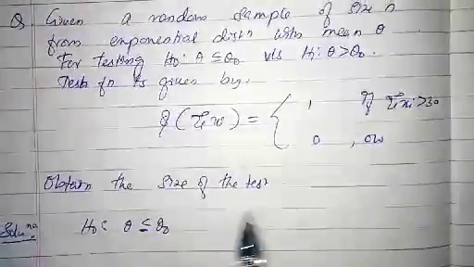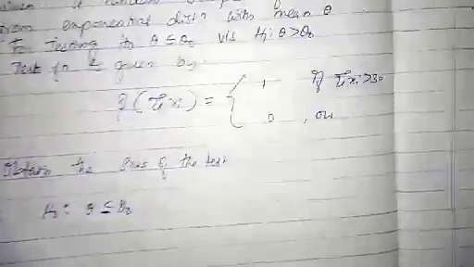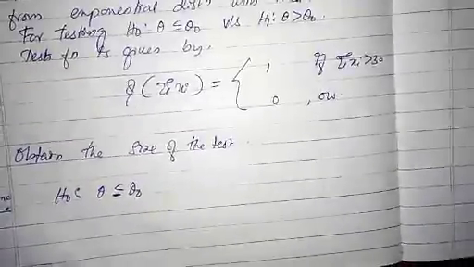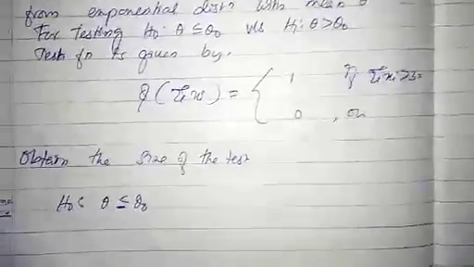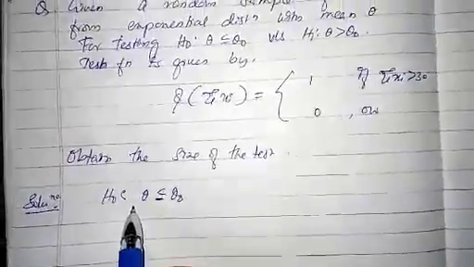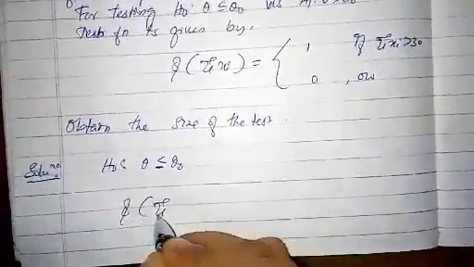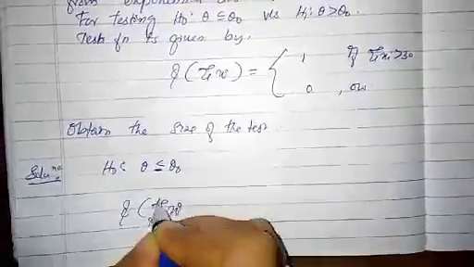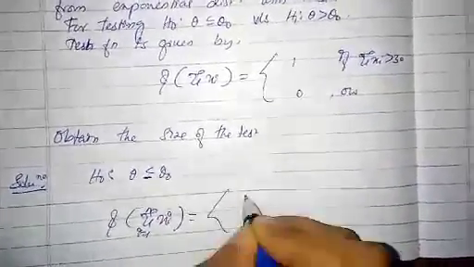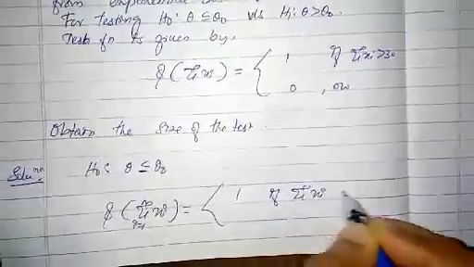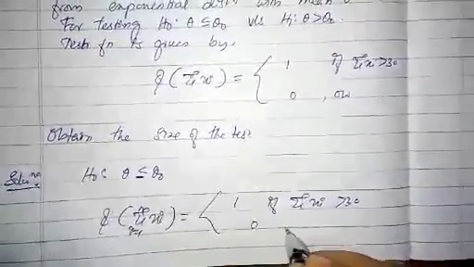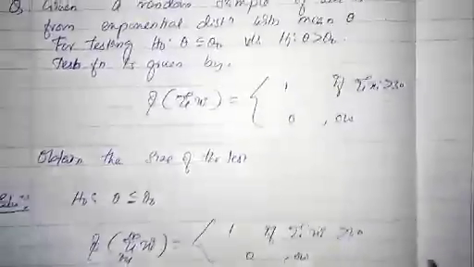Then we should find out whether beta of theta is an increasing function or a decreasing function, and also for which value beta of theta attains supremum, right? So first, given H naught: theta is less than or equal to theta naught, the test function is given: phi of summation xi, i from 1 to n, equal to 1 if summation xi is greater than 30, 0 otherwise. It's given, right?